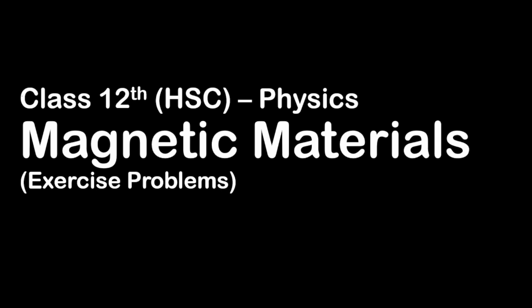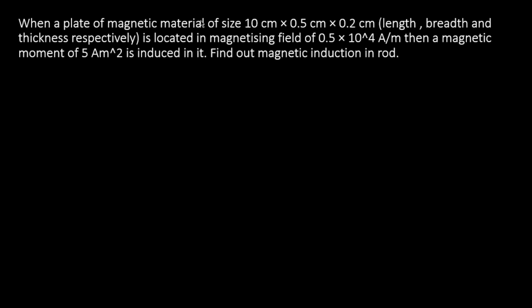So in this video we'll solve the sums of class 12th physics magnetic material. Let's look at the first sum. When a plate of magnetic material of size 10 centimeter into 5 into 0.2 centimeter, that is the length, breadth and thickness, is located in magnetizing field of 0.5 into 10 raised to 4 ampere per meter, then a magnetic moment of 5 ampere meter square is induced. Find out the magnetic induction in the rod.